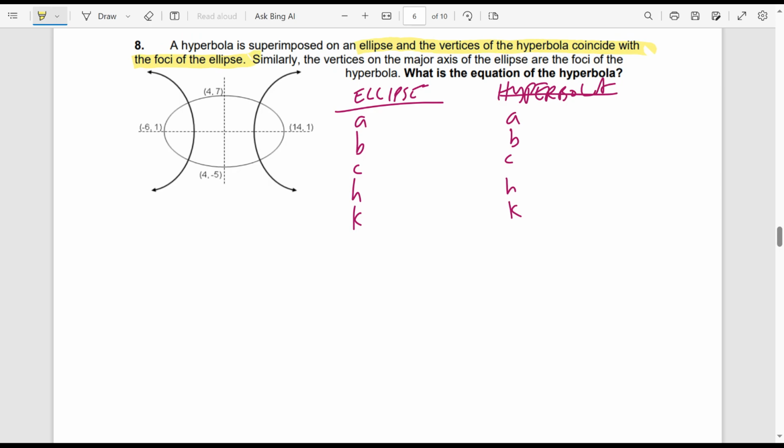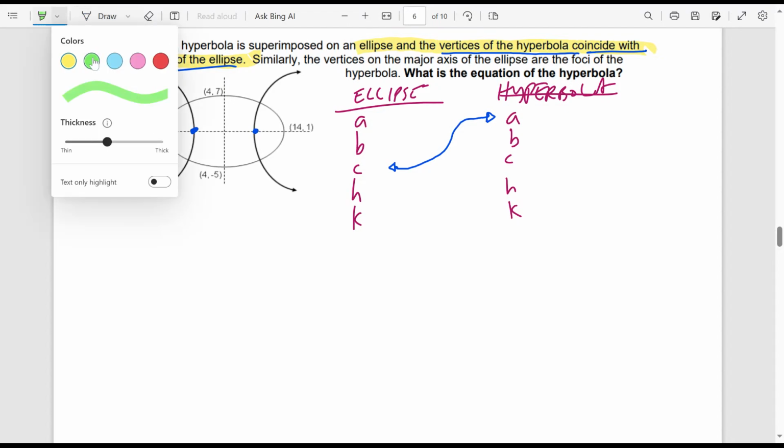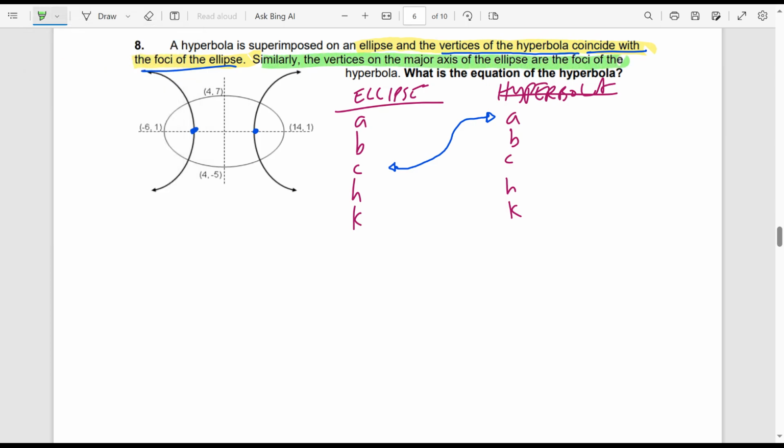Okay? What that's basically saying, let's break it into two parts. Vertices of the hyperbola, that's the vertices of the hyperbola right there. It coincides with the foci of the ellipse. So what that means is for my ellipse, if I can get the focal point of that guy, I can get the a value of the hyperbola. Okay? Now, the next sentence is also important to break down.